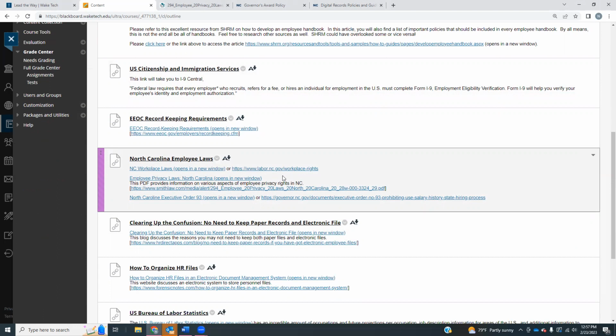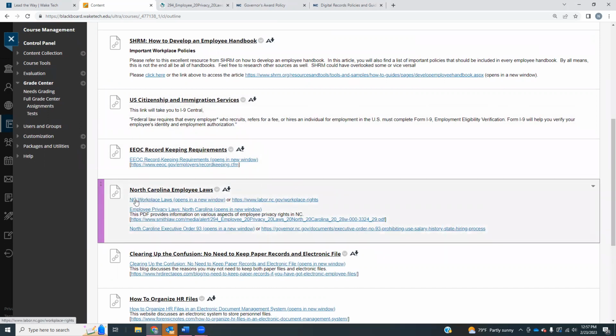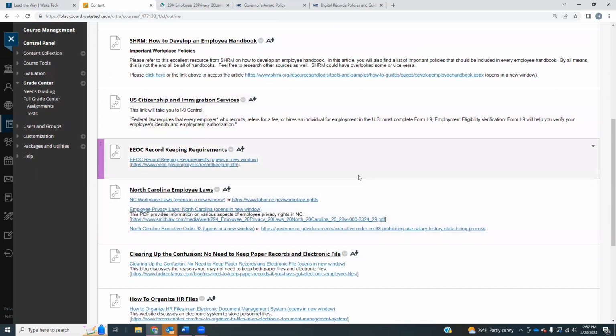So the first question talks about what laws are required. Well, here they are, right here, the EEOC record keeping requirement laws, and then the North Carolina privacy laws. These were the two laws that were needed for that question to be answered correctly. And not only did you need to identify those laws, but talk a little bit about why. So we'll talk about that in just a moment.